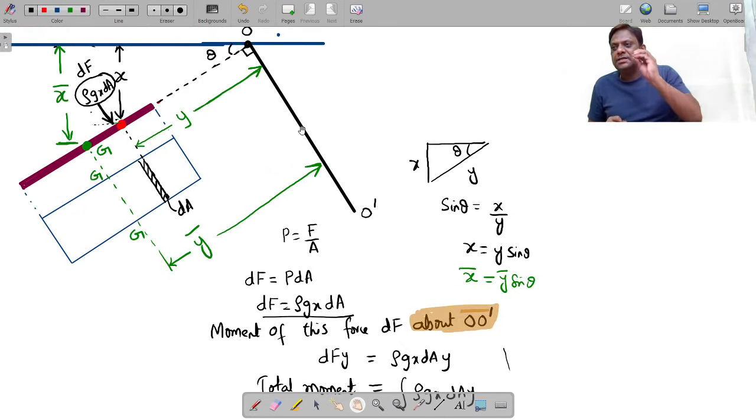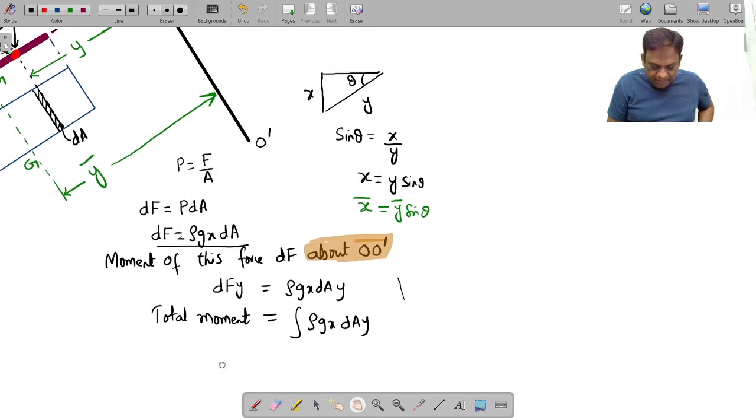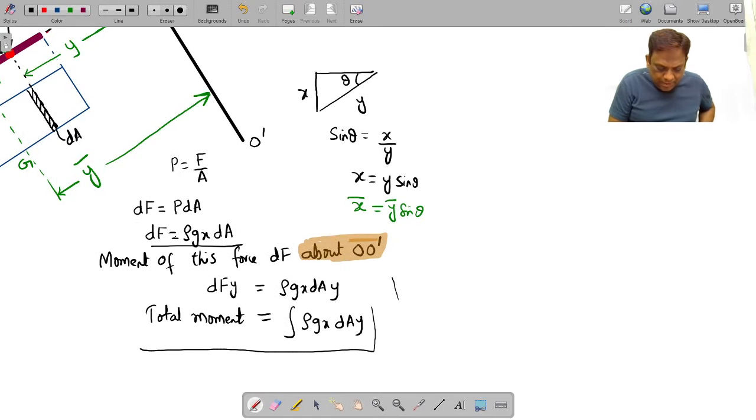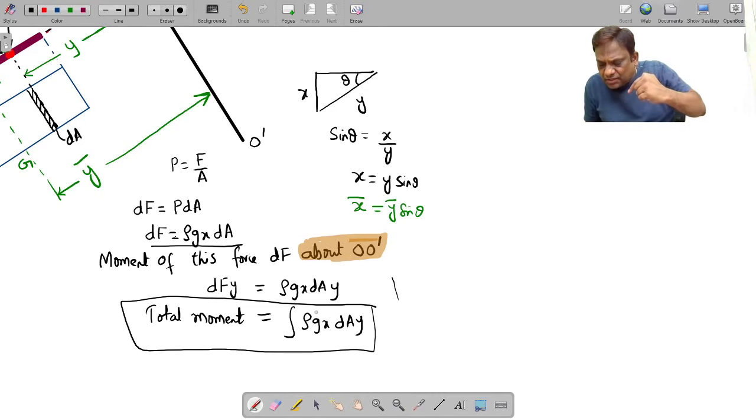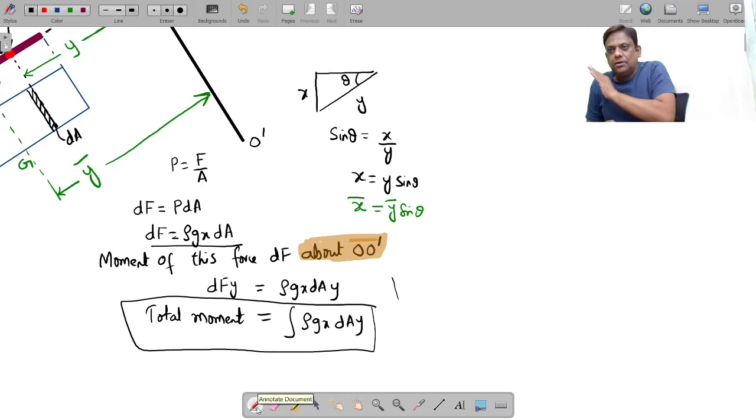Now I'll tell you something from simple mechanics. Listen, all of you, my dear students, are we clear? What is this? It is the moment of the force about OO dash. We have taken the moment about this line. Not at all a problem.